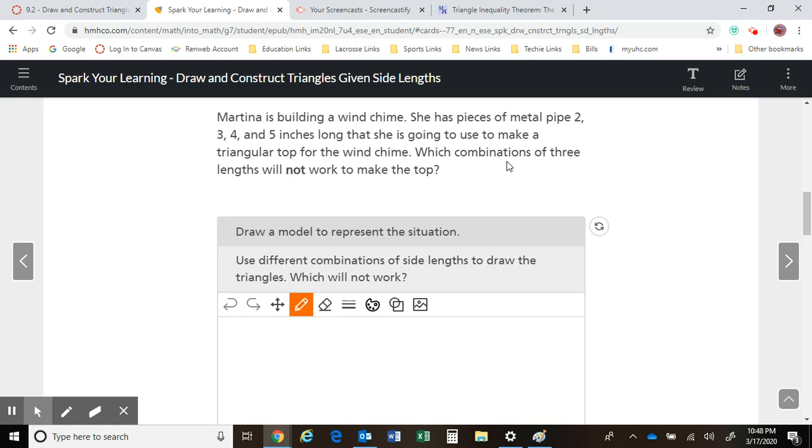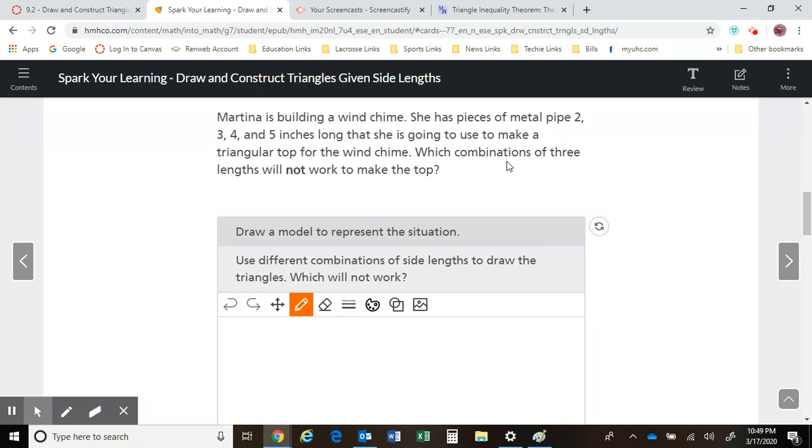What about the side of 2 and the side of 3? Could my sides of 2 and 3 that are touching, could I put the side of 4 between them, and would it make a triangle? Picture that in your head if you can. What if I use the sides of 2, 3, and 5? If I put the sides of 2 and 3 together, would that be enough to meet the side of 5?